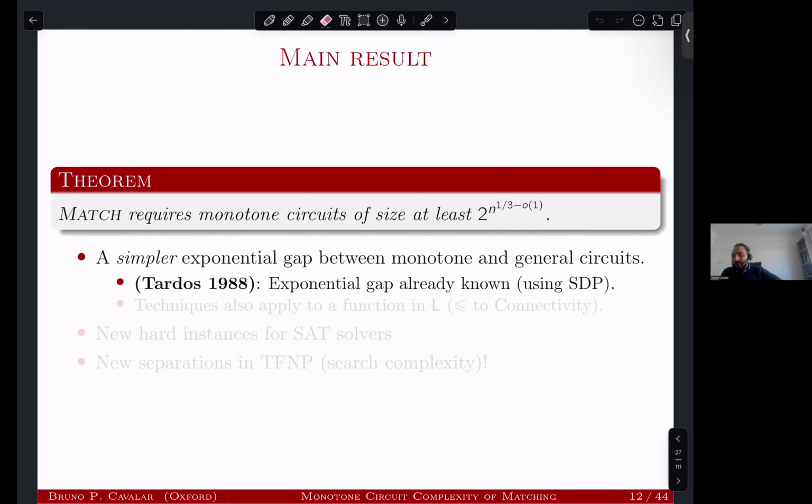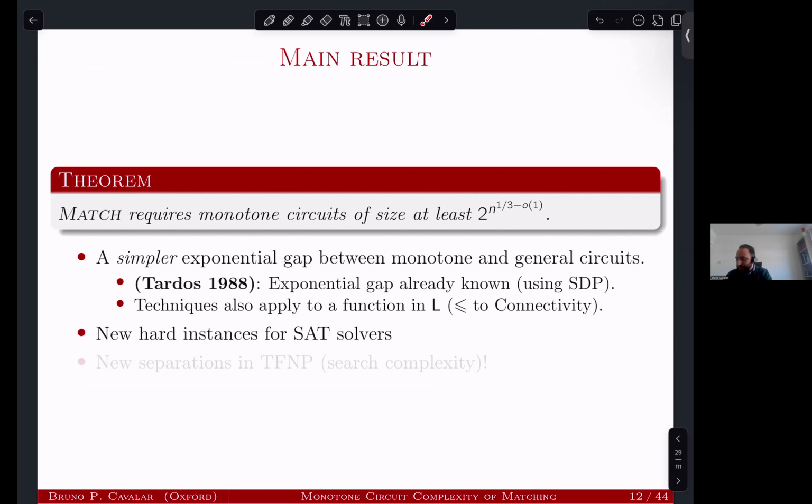So Tardos, already in '98, proved that this gap between monotone and non-monotone circuits that's given by matching, which is quasi-polynomial by Razborov, can be shown to be exponential, but it requires a function that is computed by semi-definite programming. But here we are able to apply our techniques and show our bounds for a function which is in log space, which is even simpler than matching by reduction to connectivity. I may have time to talk more about this later on.